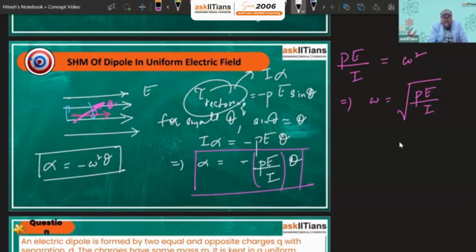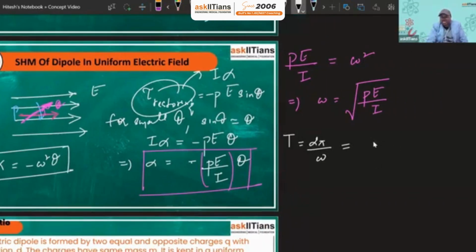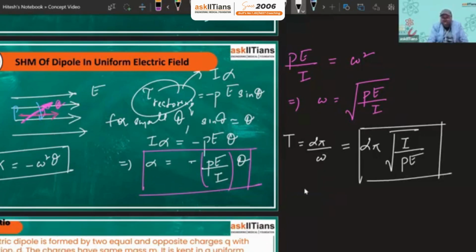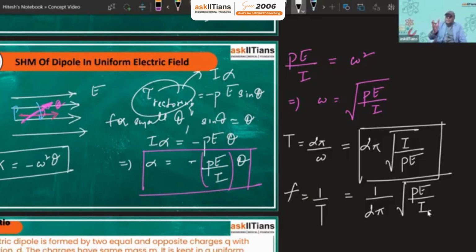And so what is the time period then? Time period is obviously equal to 2 pi by omega. So this dipole would perform an SHM here. So it would be 2 pi under root of I by PE, right? So this would be my time period. And the frequency of oscillation, obviously, I know that frequency is 1 by T, so that would be 1 by 2 pi under root PE by I, right? Getting it? So that we need to understand.